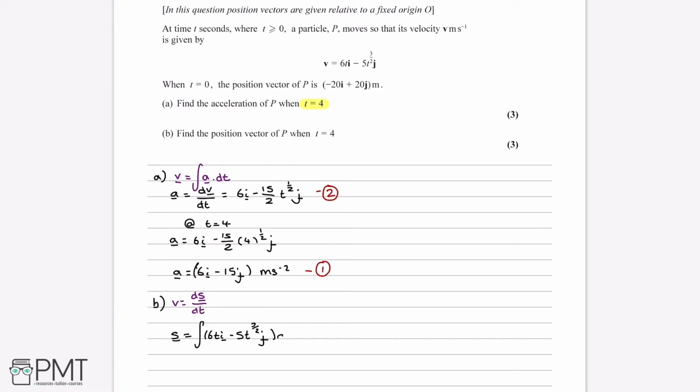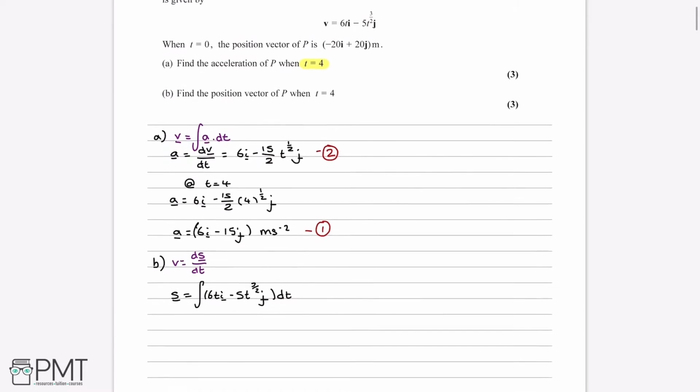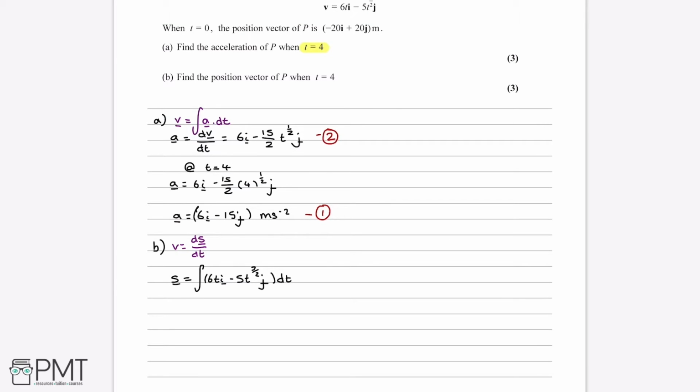And we would integrate this. When we integrate things to do with i and j, we leave the i and the j alone, just as we did for part A with the differentiation. So first of all, for 6t, we add 1 onto the power and divide the 6 by it. So 6 divided by 2 is 3t squared i. And then same for the next one, adding 1 to the power. So 5 divided by 5 over 2 gives us 2t to the power of 5 over 2 j.